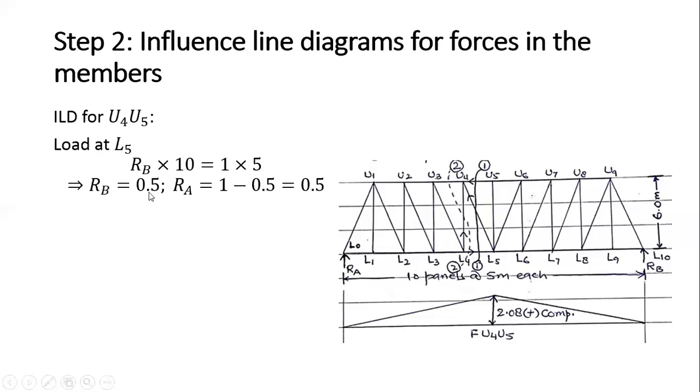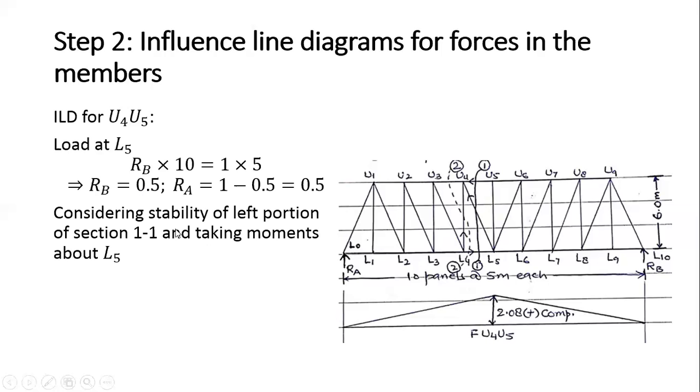So RB comes out to be 0.5. Therefore RA comes out to 1 minus 0.5, that is again 0.5. So both the reactions are 0.5, 0.5. Now I have to calculate, considering the stability of the left portion of section 1, taking moments about this point where the load is acting.